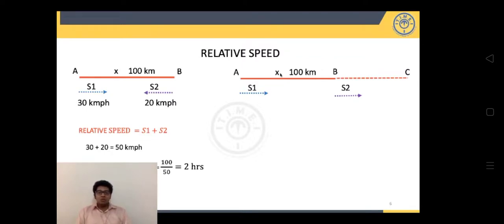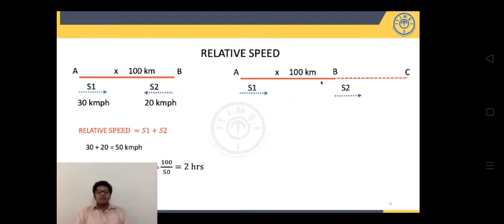So both of them are traveling towards C, in the same direction. B is running from B to C, and A is running from A to C. So A should cross B. It's a linear path. Now, for A to catch B, A should be faster than B. So A's speed should be greater than B's speed.